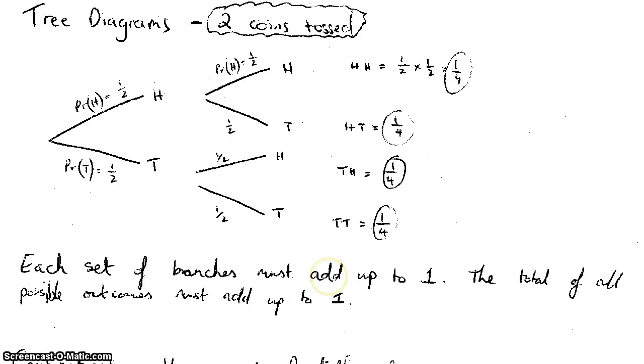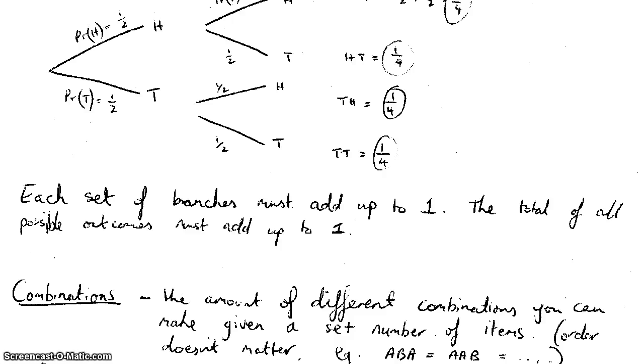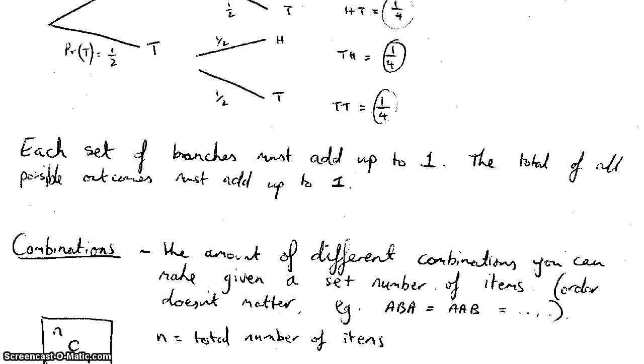Okay. Remember, another thing that you need to be aware of from last year is the idea of combinations, or the number of different combinations that you can make given a number of items, where the order doesn't really matter. So, for example, ABA and AAB are exactly the same idea.